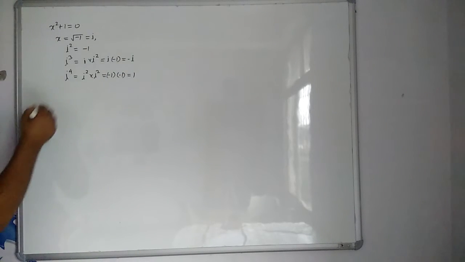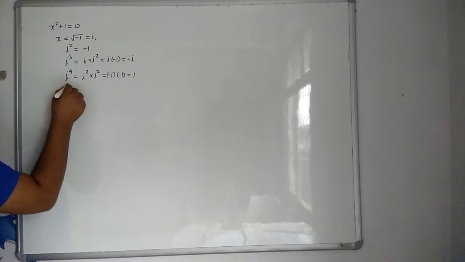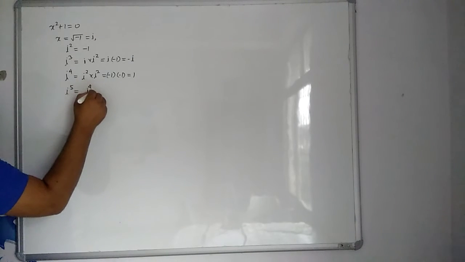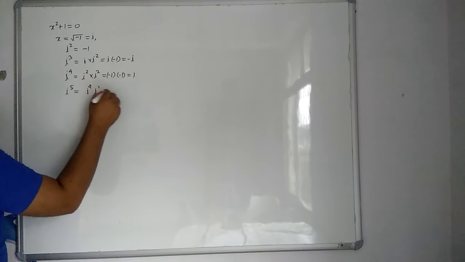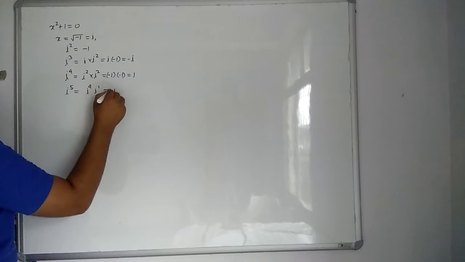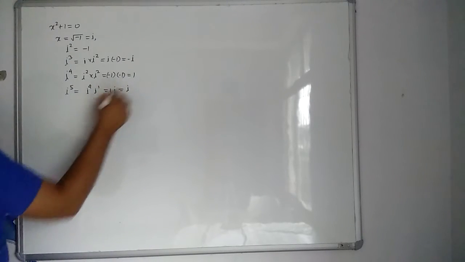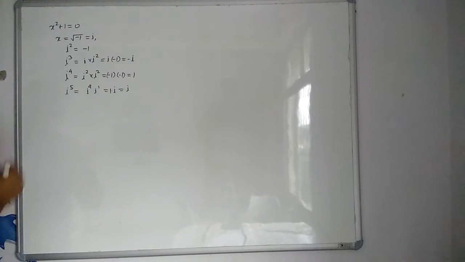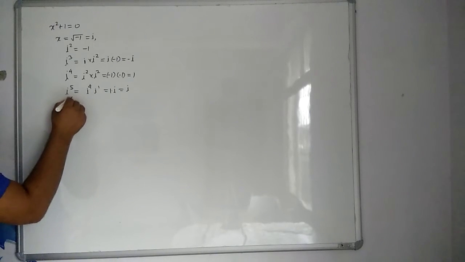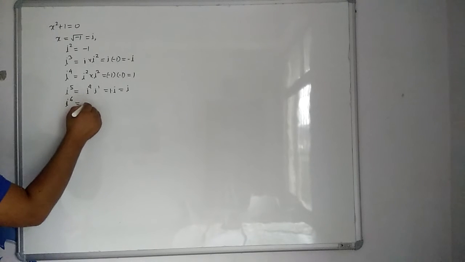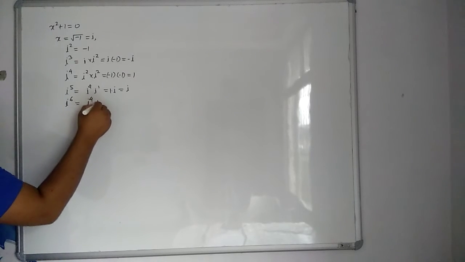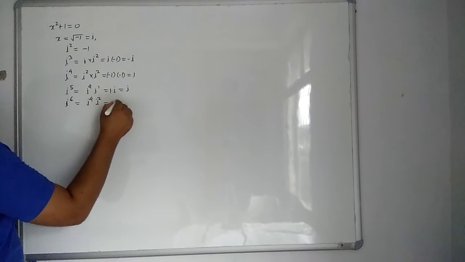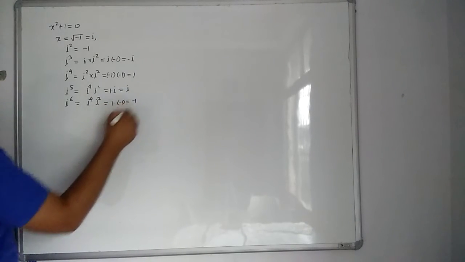So if you find out iota raised to the power 5, it will give you iota raised to the power 4 into iota raised to the power 1. So that will be equal to 1 into iota, that is equal to iota. So what I want you to observe here is that iota raised to the power 6 can be written as iota raised to the power 4 into iota square, and that will be equal to 1 into -1, that is equal to -1.